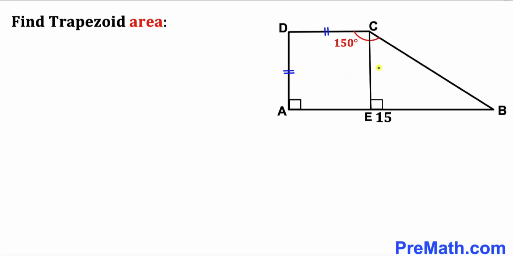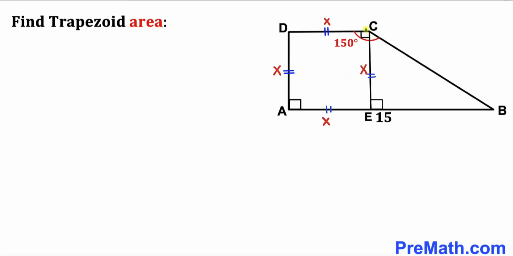And here's our next step. I have dropped a perpendicular CE on this line AB, as you can see. As a result, we got this right triangle BEC and the square AECD. That means all its side lengths are going to be equal. Let's assume that this segment AE is X. Then all the side lengths of the square are going to be X as well.